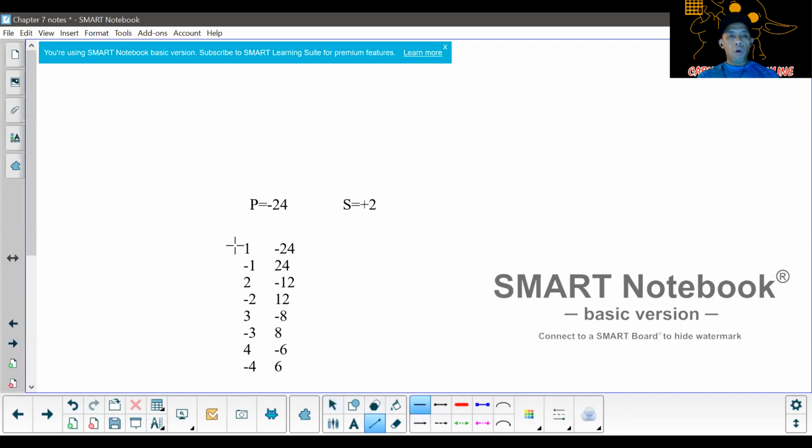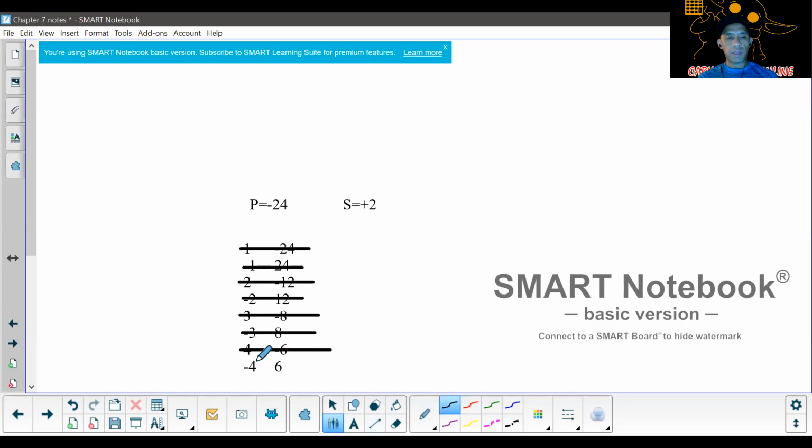All right, so 1 minus 24 gives me negative 23. That ain't it. Negative 1 plus 24 gives me 23. Nope. 2 minus 12 is negative 10. Negative 2 plus 12 is 10. 3 minus 8 gives me negative 5. Negative 3 plus 8 gives me positive 5, all right? 4 minus 6 gives me negative 2. And last but not least here, negative 4 and 6, guess what? Those are the numbers that we're looking for in this case. So our two numbers here are going to be negative 4 and 6, all right?